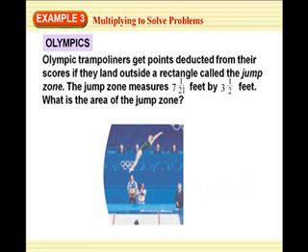Okay, so example number 3, it says Olympic trampoliners. I didn't know that was a sport. Olympic trampolining? How cool. Olympic trampoliners get points deducted from their scores if they land outside the rectangle called the jump zone. The jump zone measures 7 1/21 feet by 3.5 feet. What is the area of the jumping zone?